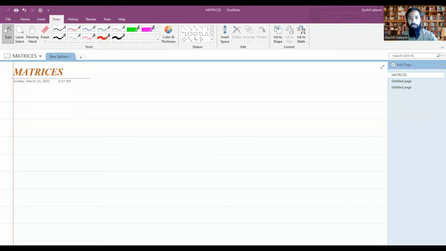So today's lesson is about matrices. We will discuss today matrices, its definition, order of the matrix, and on the basis of the order of the matrices, we will define some of its types. But first question which comes in our mind is why we need matrices.